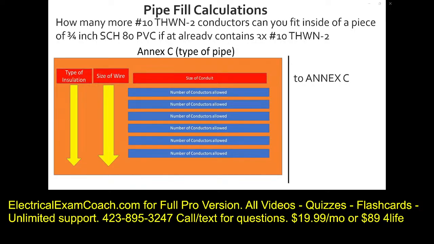And we're going to find that our starting value is 7. We have to minus the 3 conductors that we already have, and that's going to let us know that we can put 4 more.